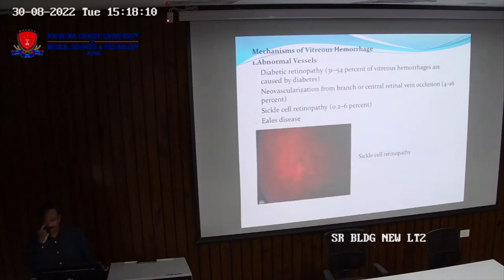What are the mechanisms by which blood comes into the vitreous cavity? First and most important is abnormal vessels. Where do we find abnormal vessels in the retina? In cases of diabetic retinopathy, which is associated with neovascularization. There is new formation of vessels which are abnormal, and these vessels do not have the structure of normal vessels. They are basically tubes of endothelial cells only, without a proper adventitia. Normal blood vessels have an internal lumen with a wall and a covering. So these vessels are very fragile and can rupture anytime.